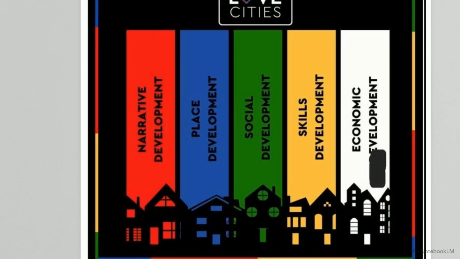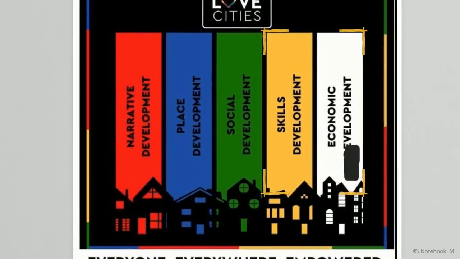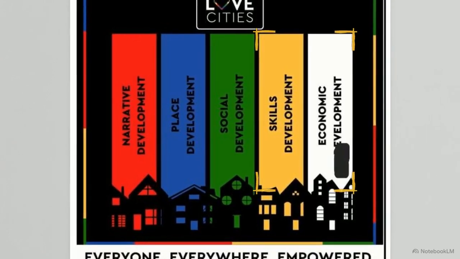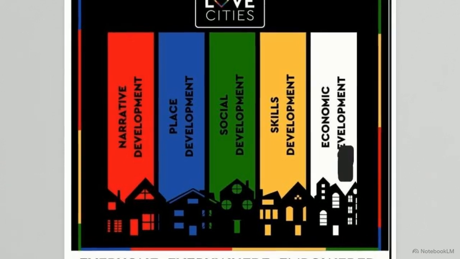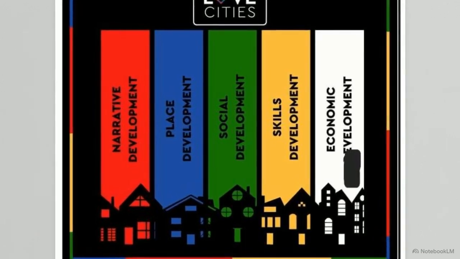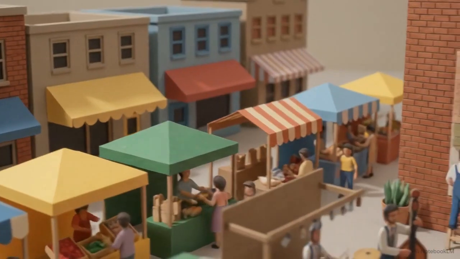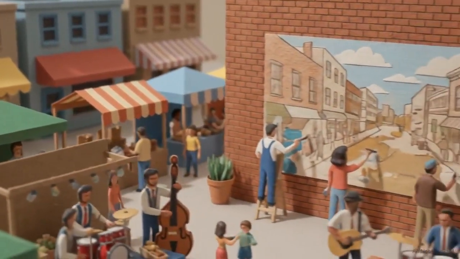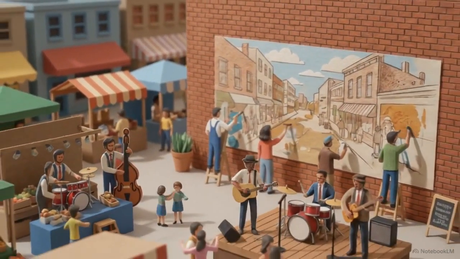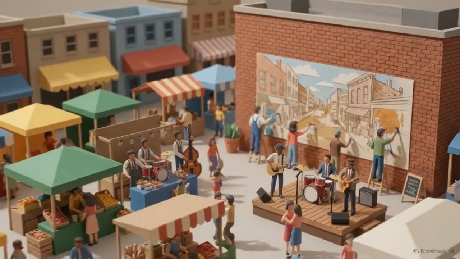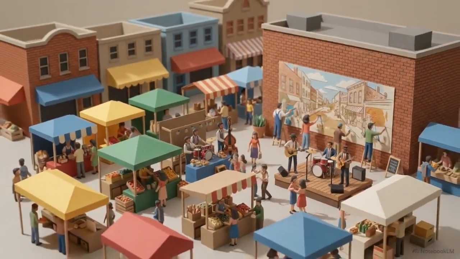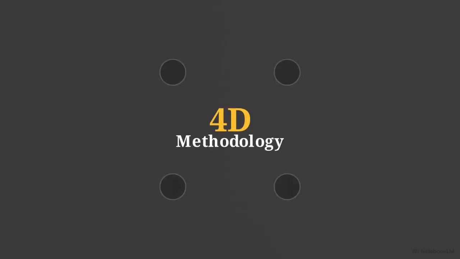Once that foundation is solid, the final 2 pillars act as the growth engines for the future. Skills development to prepare the workforce, and economic development to create tangible local jobs and entrepreneurial opportunities. Activating all 5 pillars utilizes the resources already on the ground, reorganizing existing tools into a strategy that puts them to work. This animation demonstrates the 4D methodology.